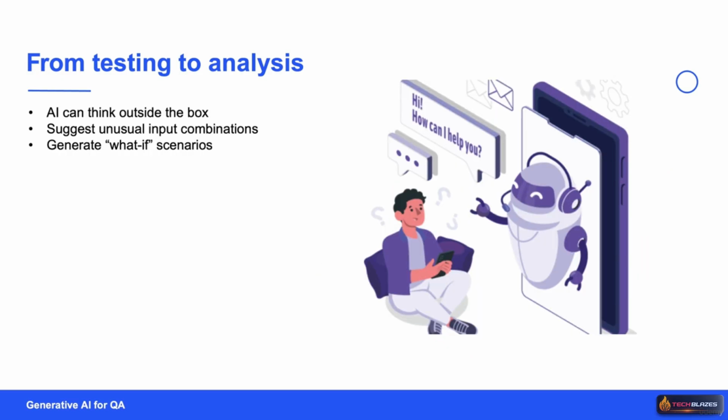One really interesting thing about AI is that it can be creative. In a good way. As testers, we often focus on typical use cases, but AI can help us go beyond that. It might generate strange but valid input combinations or unexpected what-if scenarios that we wouldn't think of ourselves. That's great for finding edge cases, the kind that usually slip through traditional test design.